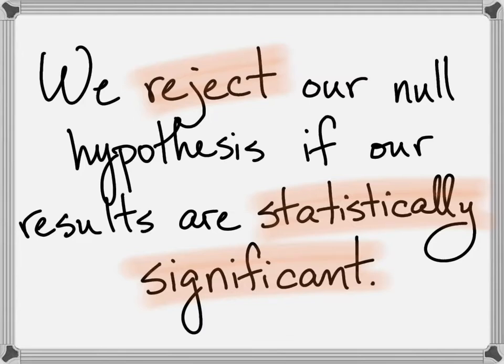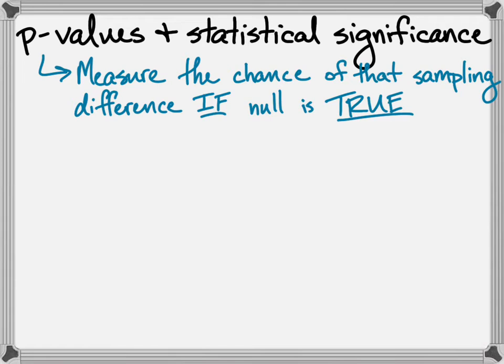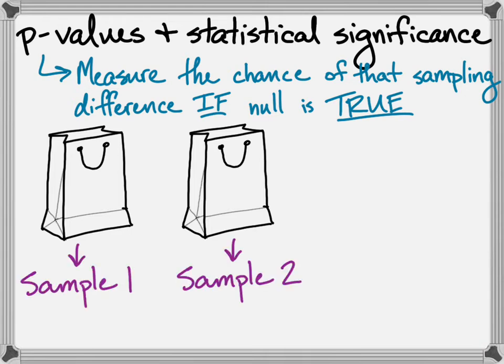When papers talk about statistical significance, you may and probably have seen them mention p-values. P-values measure the chance that random sampling would lead to that difference if the null hypothesis were true. So if you don't have a null hypothesis, you cannot have a p-value. Let's say I have two bags full of identical numbers. Maybe those numbers are test scores or something like that. I randomly sample each bag by drawing out a handful of numbers. Now remember, these two bags were full of identical numbers, but I'm just drawing out a sample.